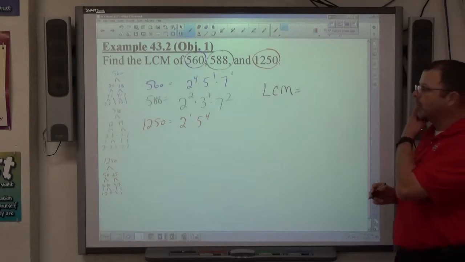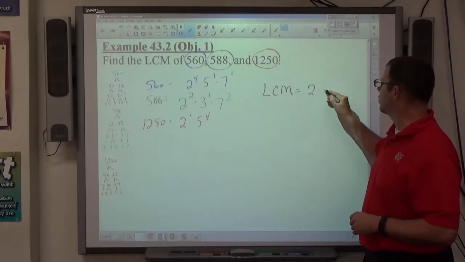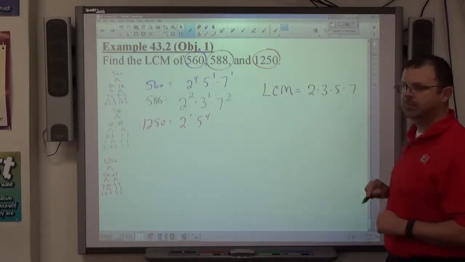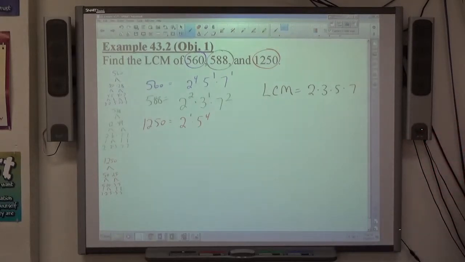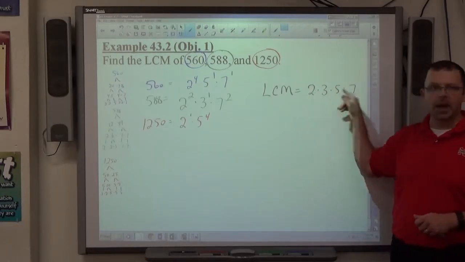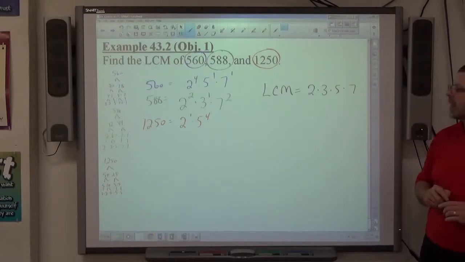So looking at the prime numbers, we can all see hopefully that there's a 2, and there's a 3, and there's a 5, and there's a 7. Do we see all those prime numbers happening? Again, 2 happens 3 times, 3 happens once, 5 happens twice, 7 happens twice. Doesn't matter if they happen every time or just once. If they happen at all, they count. They get written. Then we take the highest for each one.